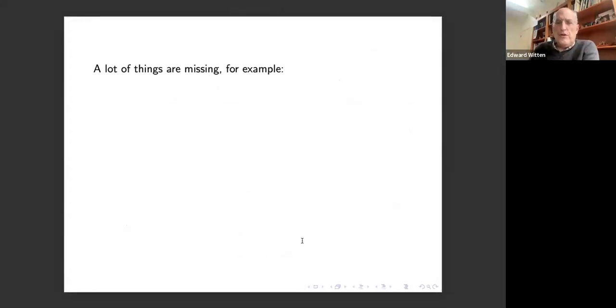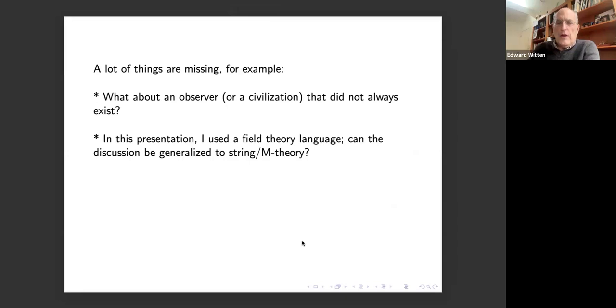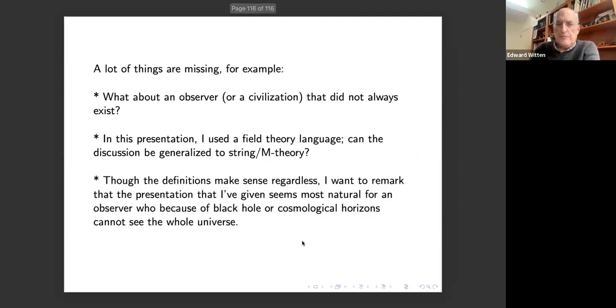A lot of things are missing. So for example, what about an observer or a civilization that did not always exist? In this presentation, I used a field theory language. Can the discussion be generalized to string/M theory? Though the definitions make sense regardless, I want to remark that what I've said is most natural for an observer who, because of black hole or cosmological horizons, cannot see the whole universe.